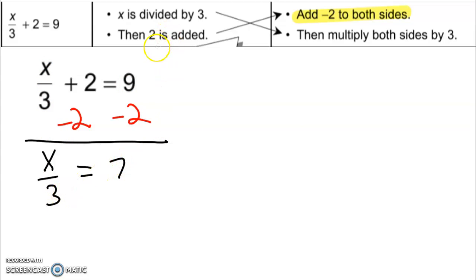And then finally, instead of dividing, we're going to multiply by 3 on both sides. That'll get us just the x here, and then 7 times 3 is 21.